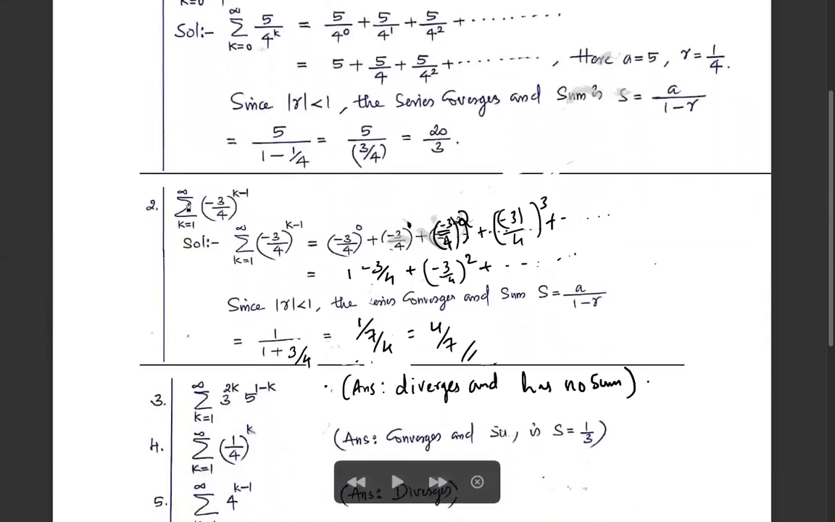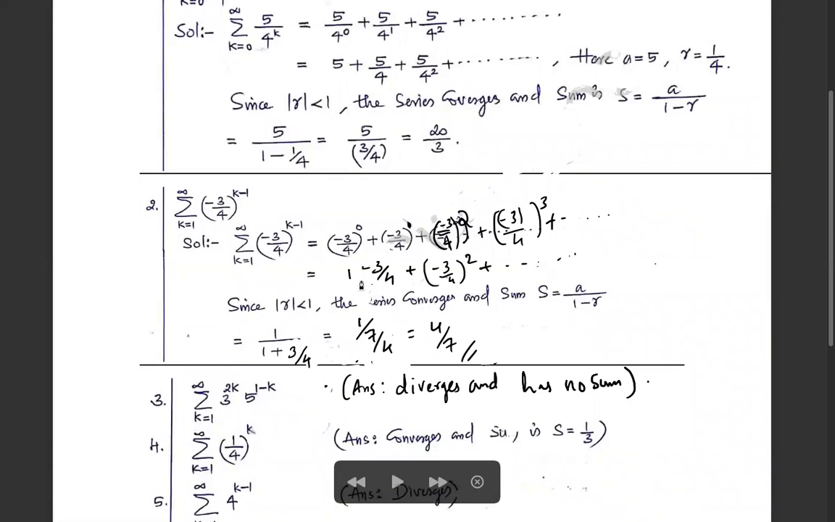Similarly, another example, it's an alternating series. Summation k equal to 1 to infinity of minus 3 by 4 the whole raised to k minus 1. Now put k equal to 1: the first entry is minus 3 by 4 the whole raised to 0, the second is minus 3 by 4, the third is minus 3 by 4 the whole square, plus minus 3 by 4 the whole cube, etc., which is 1 minus 3 by 4 plus 3 by 4 whole square minus etc. So R is equal to minus 3 by 4. Modulus of R is 3 by 4, which is less than 1. The series is convergent.